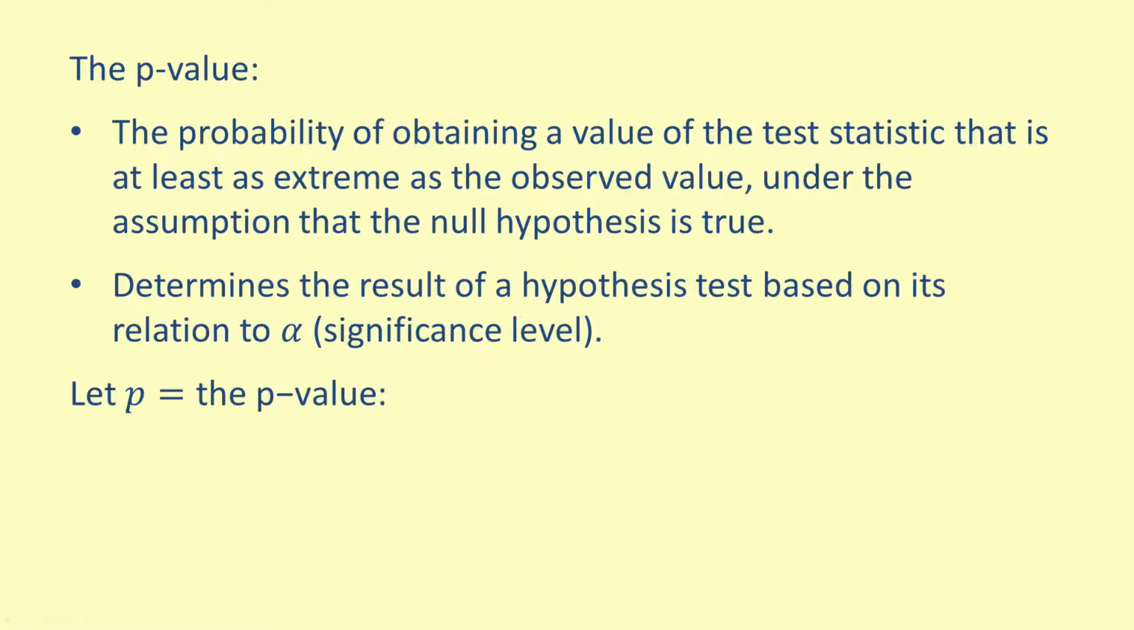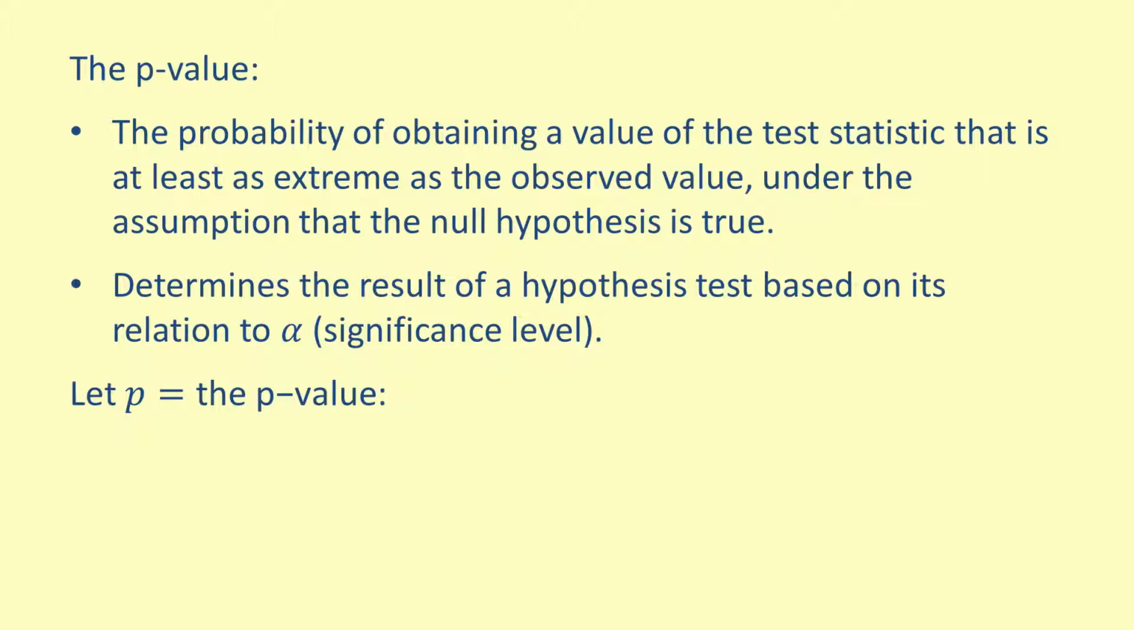The p-value is a very important term for hypothesis testing. It is the probability of obtaining a value of the test statistic that is at least as extreme as the observed value, under the assumption that the null hypothesis is true. For a left-tailed test, it is the probability of obtaining a test statistic that is less than or equal to the observed value of the test statistic, assuming the null hypothesis is true.